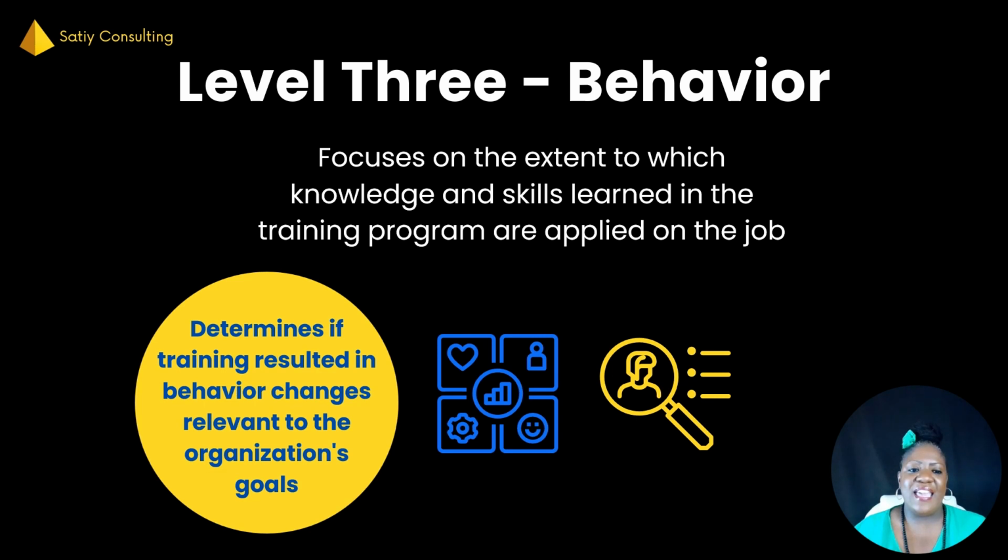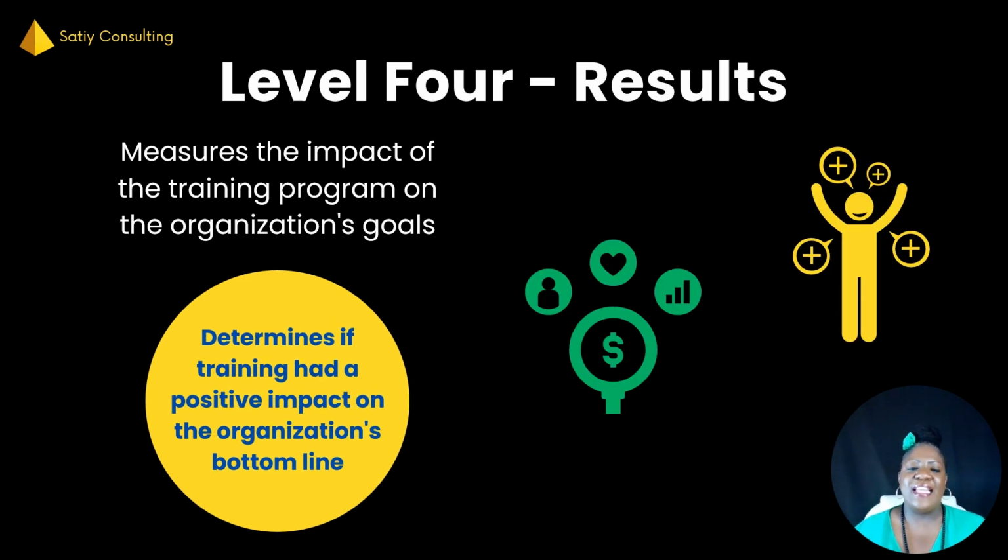All right, and our Level 4. This measures the impact of the training program on the organization's goals. This talks about results. So in this Level 4, we ask questions like, has this training saved the organization any money? Has this training increased customer satisfaction? Those are some baseline things to measure the impact of the training program on the organization's goals.